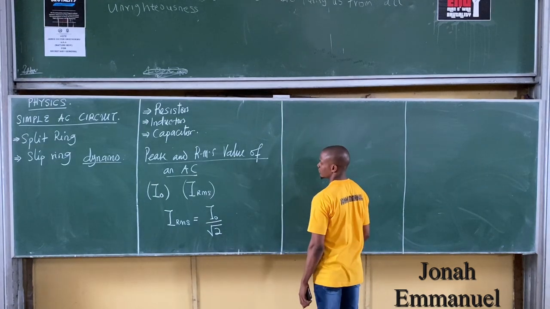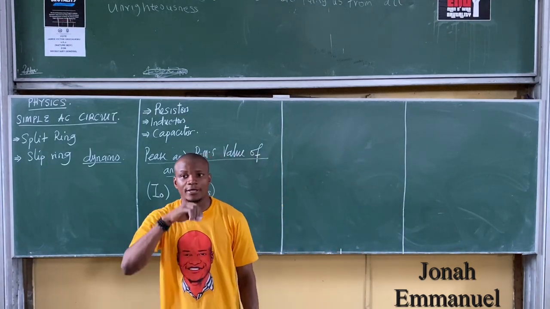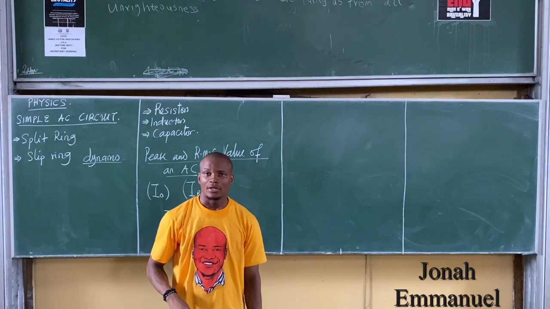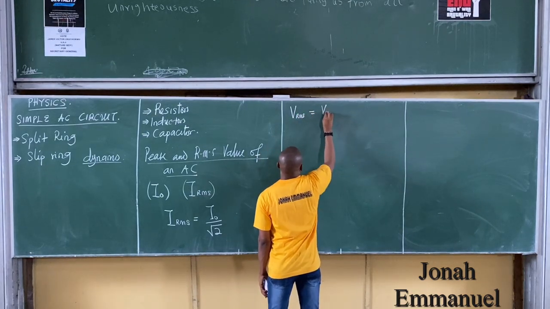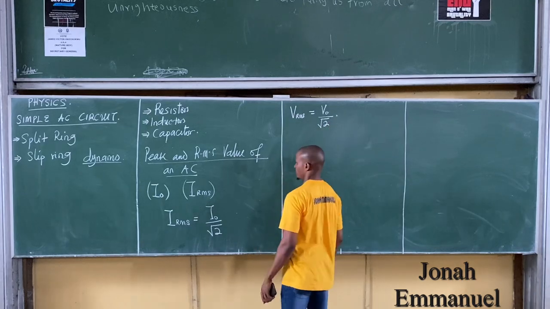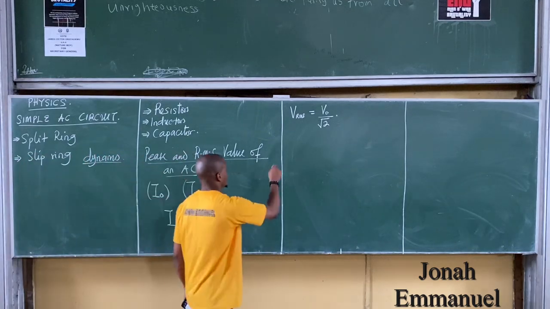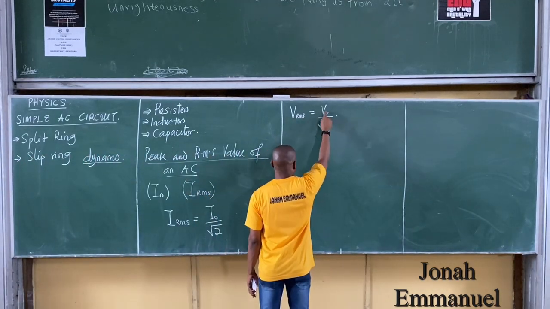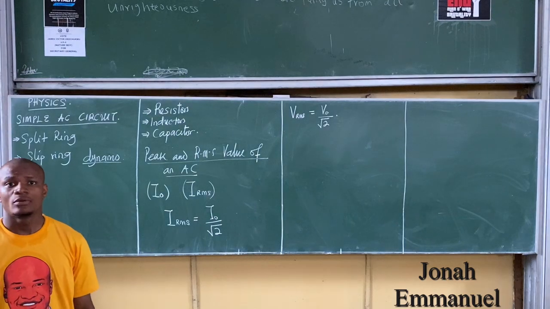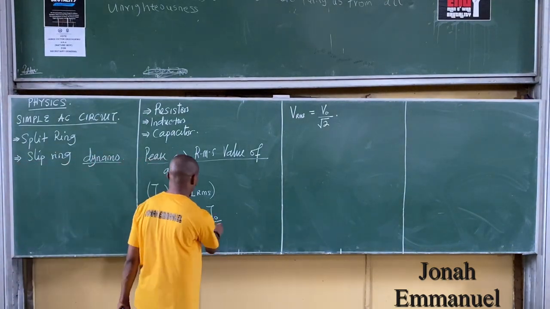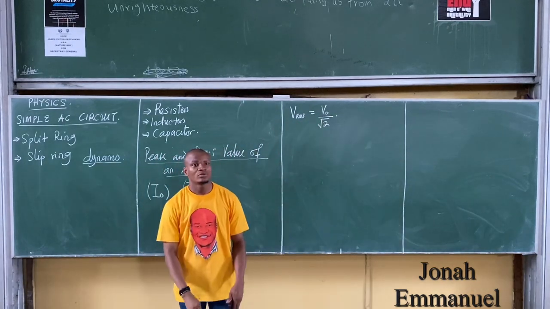Similarly, the RMS voltage is related to the peak voltage by VRMS is equal to V naught over root 2. So RMS is equal to peak over root 2. Given the RMS voltage and the peak voltage, they are given by VRMS is equal to V naught over root 2. I'm saying the same thing now. That was for current. For voltage, in a similar manner, the RMS voltage is equal to the peak voltage over root 2.